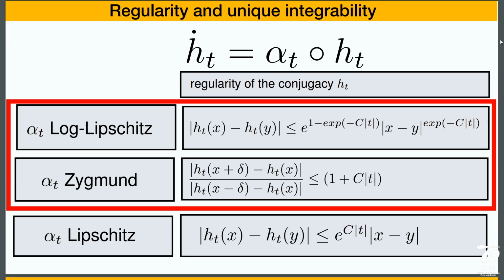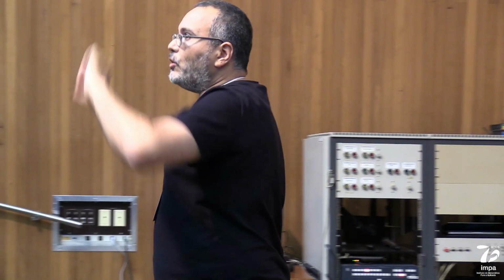Okay? So the situation that I'm most interested in is the Zygmund situation and the log Lipschitz situation. In these two cases, you have some results from the 70s, I guess, for log Lipschitz and Zygmund, where if alpha t, for instance, is Zygmund, then the flow is quasi-symmetric, and you can have some estimation about the quasi-symmetry of the time t flow, or the time t map. Okay, and if alpha t is log Lipschitz, then the flow is Hölder, and you can have an estimation about the Hölder exponent, and also the constant in front of the Hölder expression.